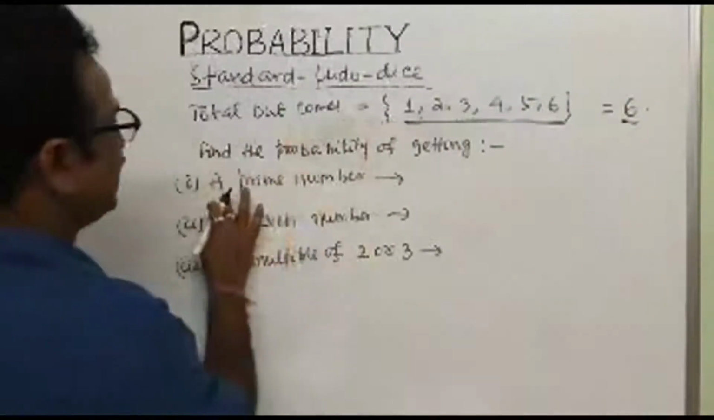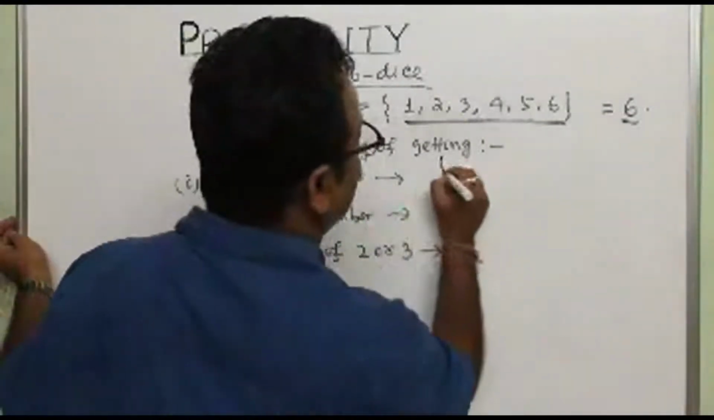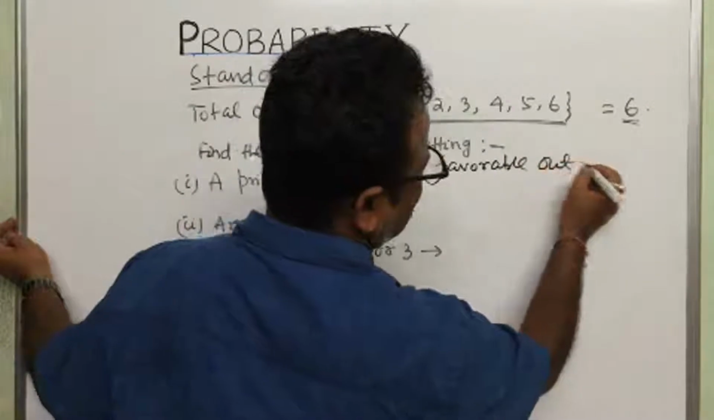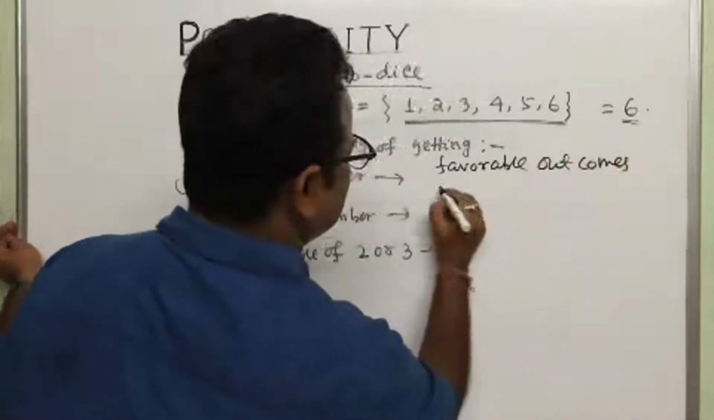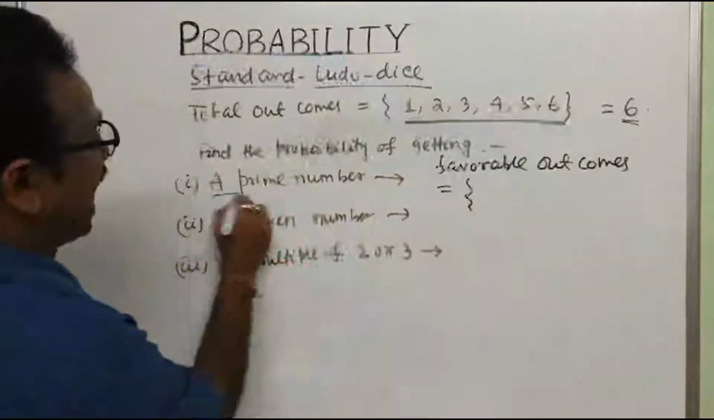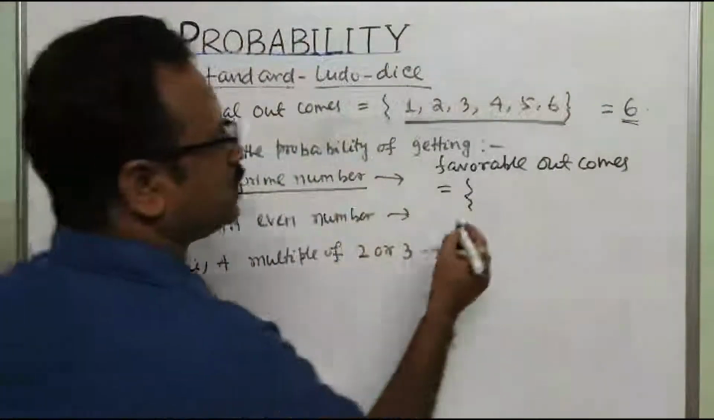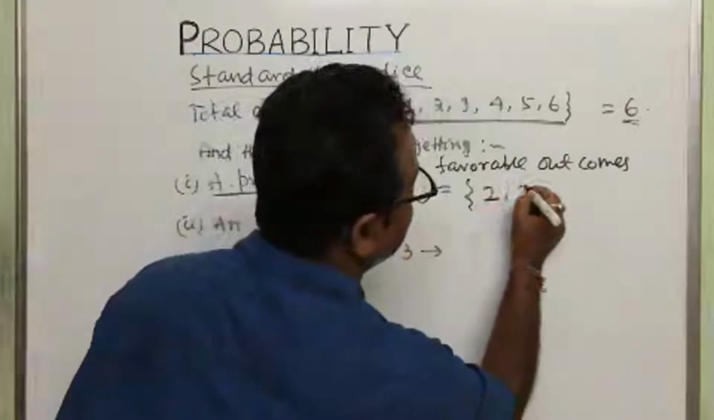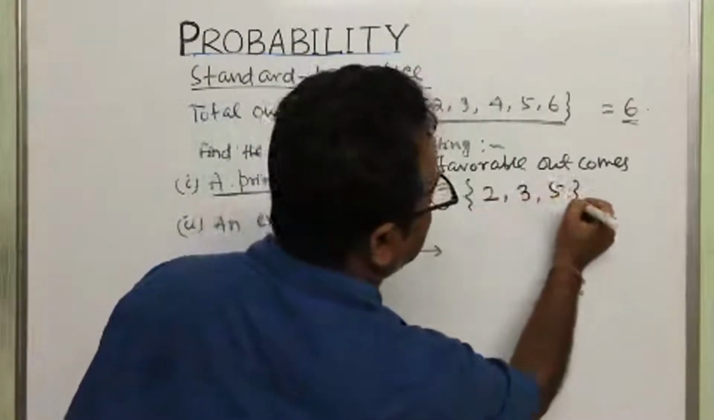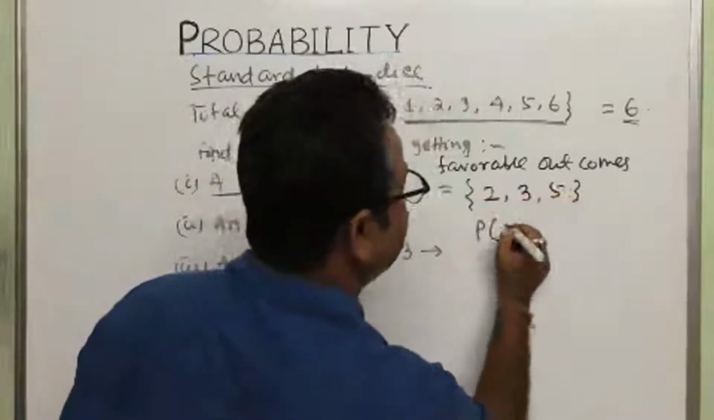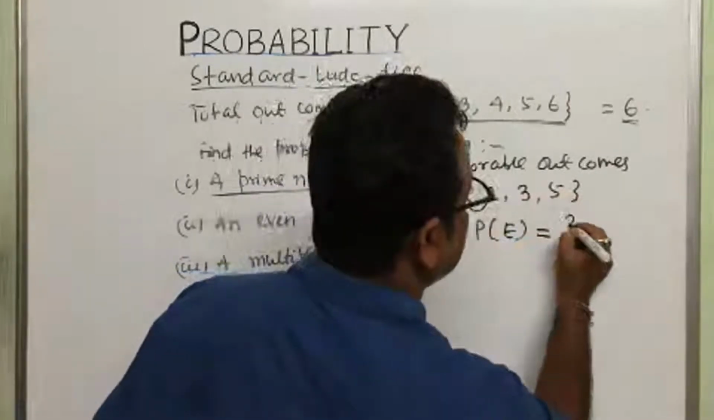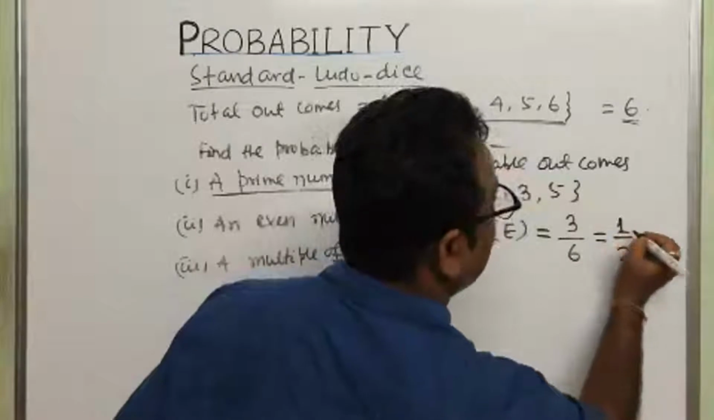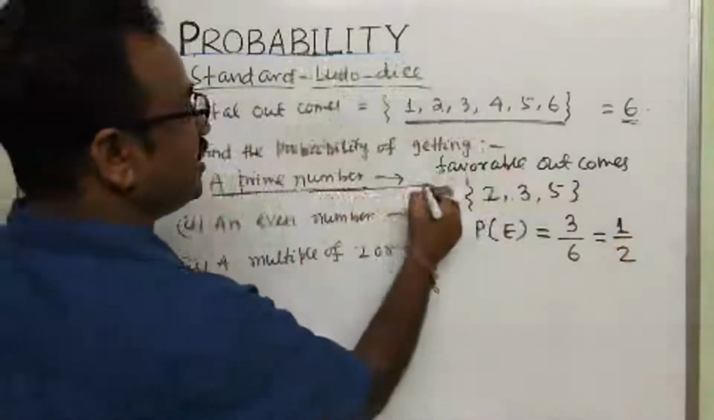Now here, a prime number, favorable outcomes is equal to what? Prime number. Which one? Is 1 prime? No. 2 is prime. 3 is prime. 5 is prime. So the probability of the event is equal to 3 by 6, which is equal to 1 by 2.